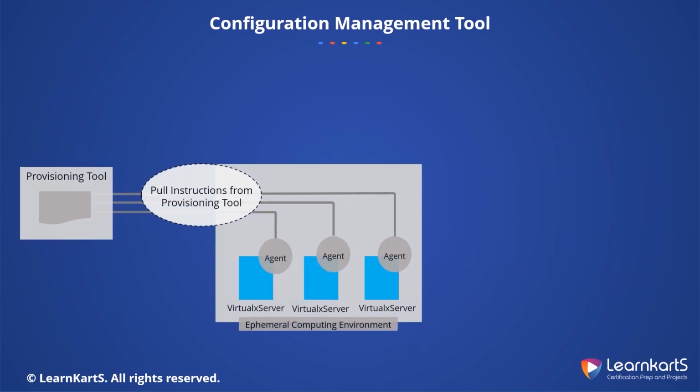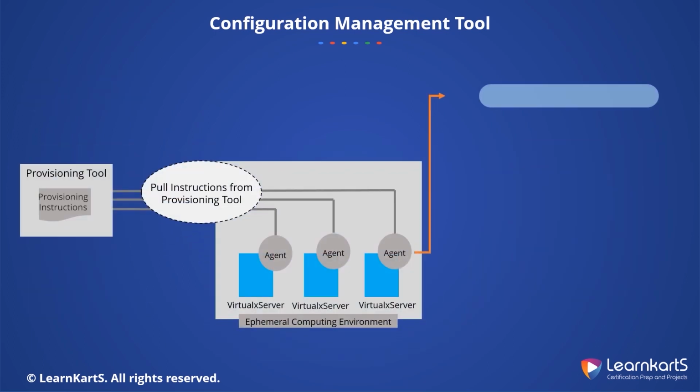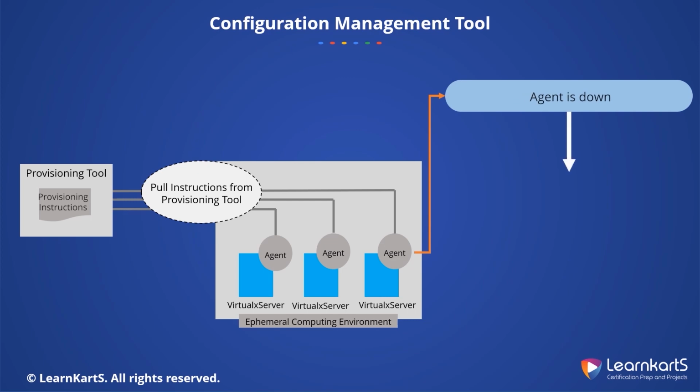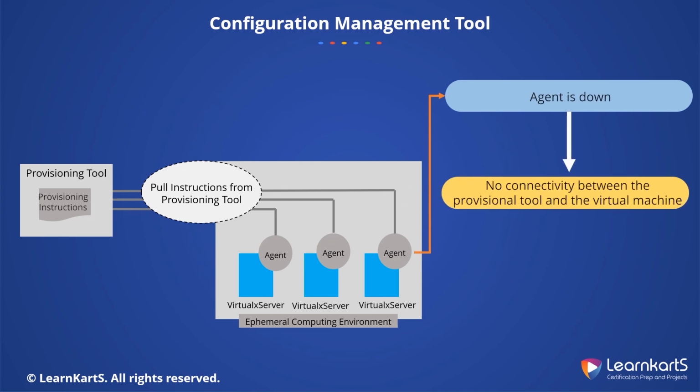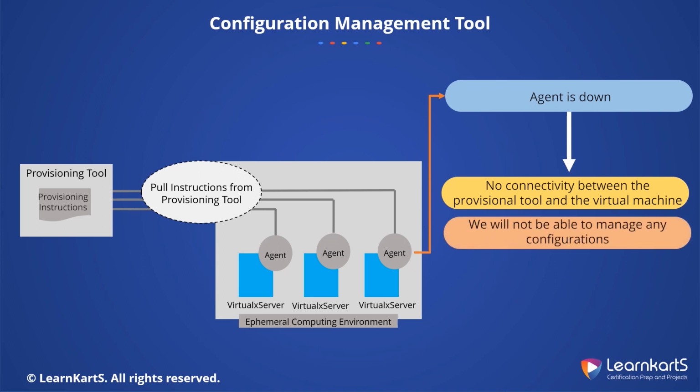One thing which is very important is that if something happens to this agent, there will be no connectivity between the provisioner tool and the virtual machine here, which means in that case there will be a huge disconnect and we will not be able to manage any configurations over here. So you need to make sure that these particular agents are always up and running. Then only you will be able to get the desired output over here.